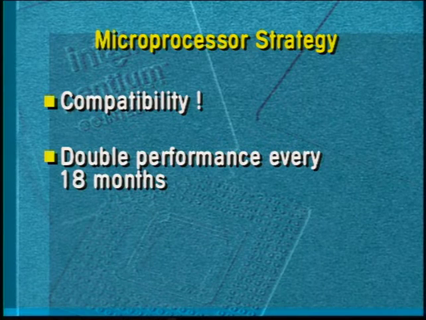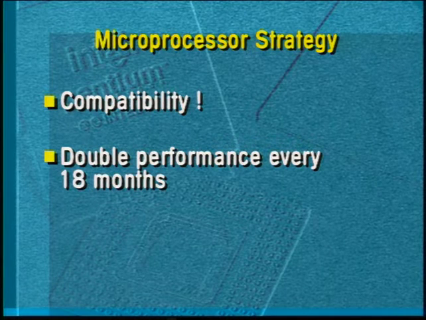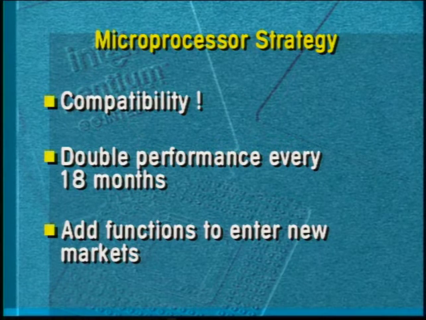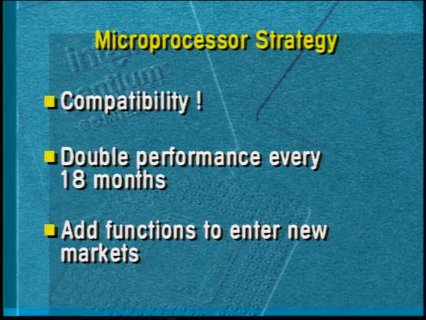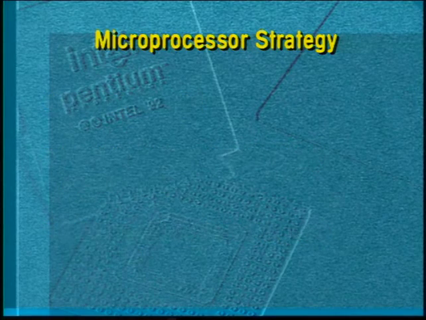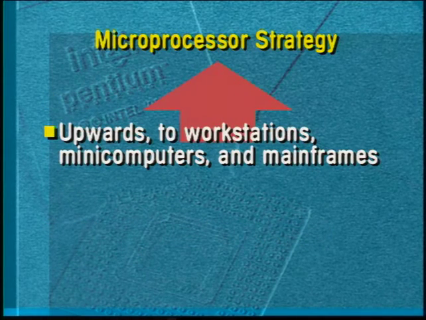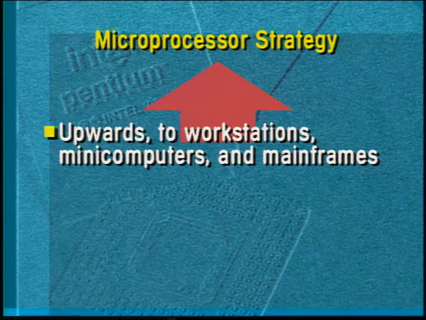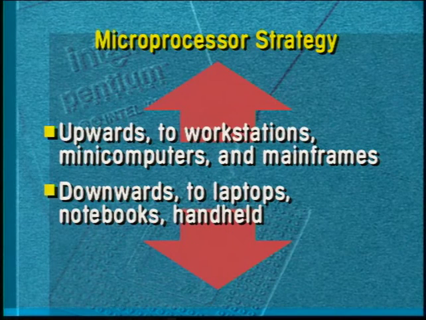A second key aspect of the strategy is to maintain a very aggressive performance ramp of doubling the performance every 18 months. The third aspect of the strategy is to continuously add new functions to enter new markets. We've done this in two directions. First of all, we've added functions to move upward from the PC market into the workstation, minicomputer, and mainframe marketplaces, also known as the server market. In the other direction, we've added features to move downward into the laptop, notebook, and handheld, or generally known as the mobile marketplace. So given this as the overall strategy, let's delve into this in more detail.